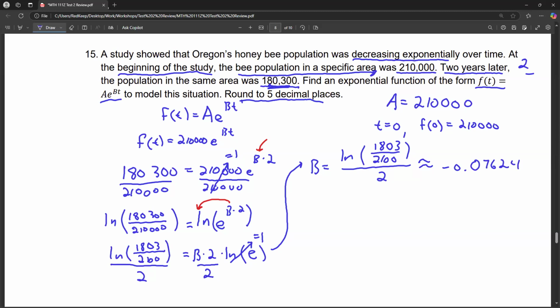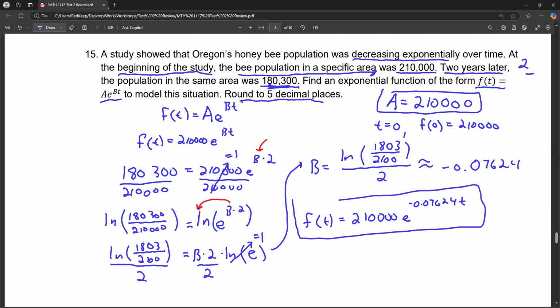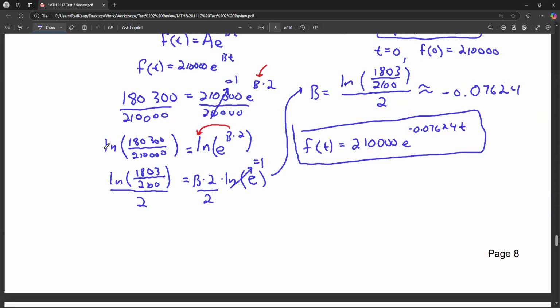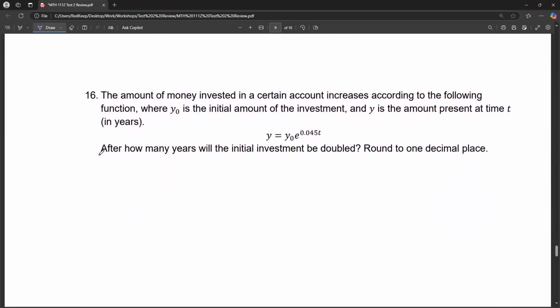We found our b value, and we found our a value up here. Let's plug it into the form. So f of t, if you remember, was equal to 210,000 times e raised to our rounded b value times t, whatever t is. This is any time t, so this is what they're after. And I totally forgot there is a question 16. This is the last question, I believe.